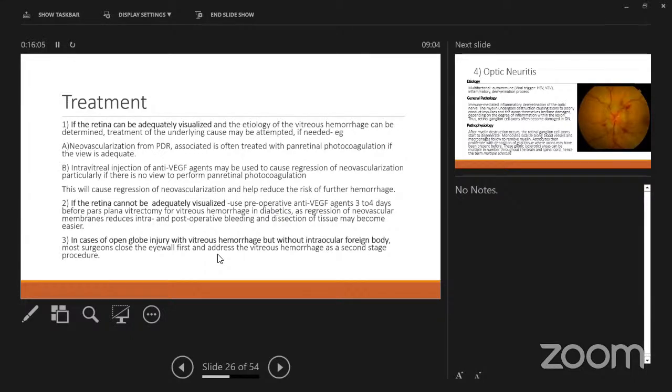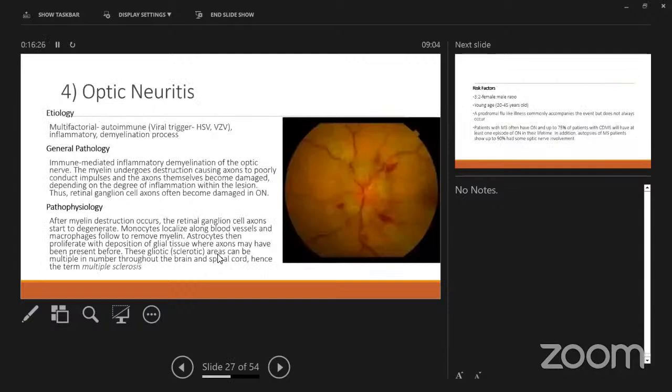Because this preoperative anti-VEGF can help in regression of neovascular membranes, and also can help in reducing both intra- and post-operative bleeding and better dissection of tissue planes for the traction. In case of open globe injury with vitreous hemorrhage, but without intraocular foreign body, most surgeons generally perform the eye wall surgery first, and then the vitreous hemorrhage is treated as a second procedure.